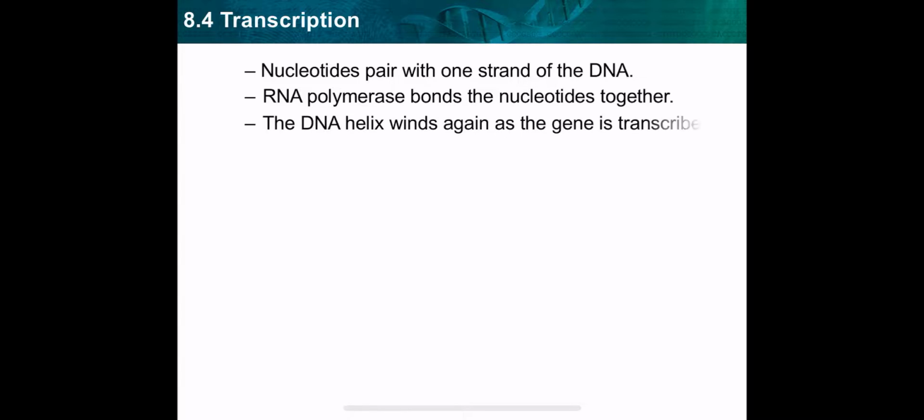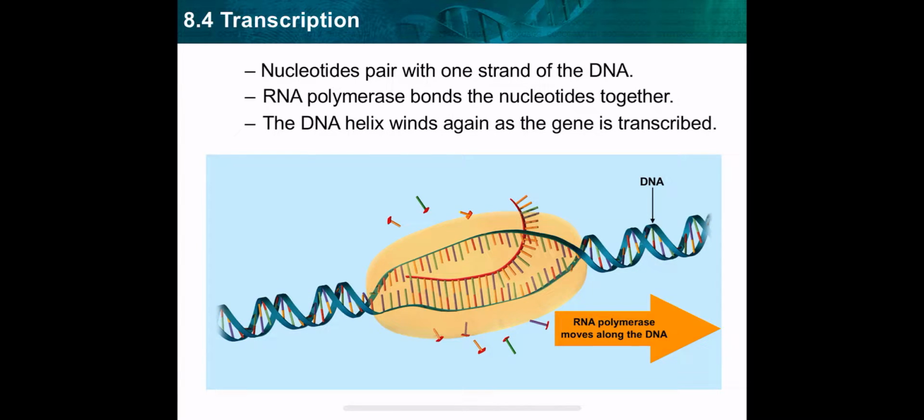not for the two strands, not for all the DNA. After that, the transcription complex will start to help the nucleotides pair with one strand of the DNA. Now, for example, this is the strand that will be used by the transcription complex to form the new strand of RNA. This is the red one, the RNA.